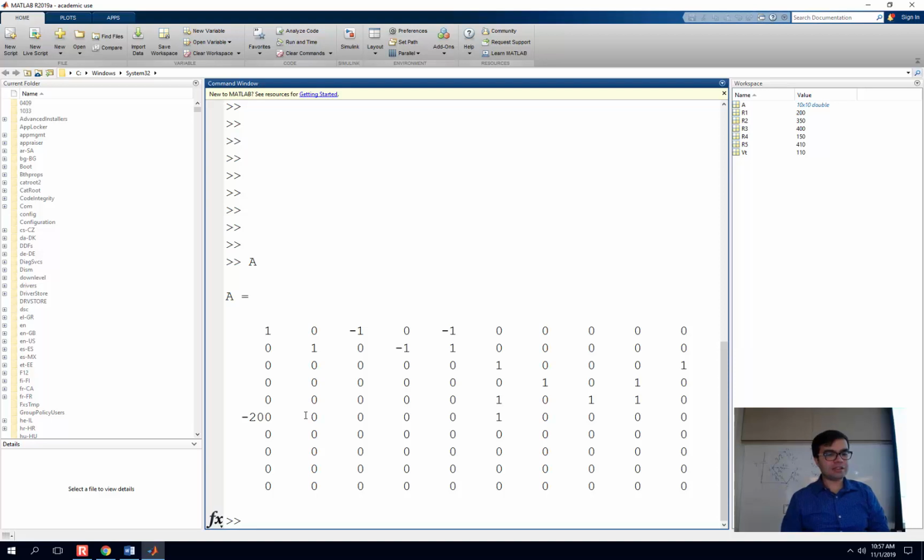Let's see. So far my A is this. I have gone all the way to row 6. I have to do row 7, 8, 9, and 10. So, row 7. AC is 7. I2 is 2. I have 1 and negative R2.